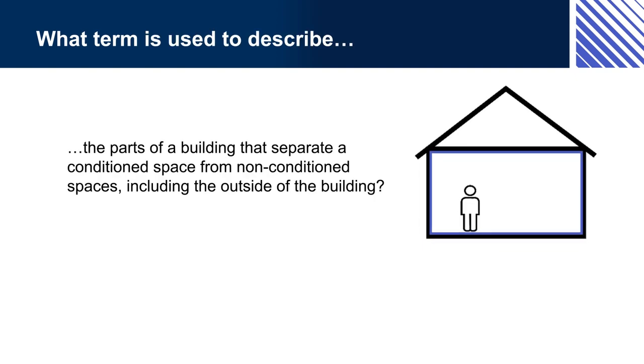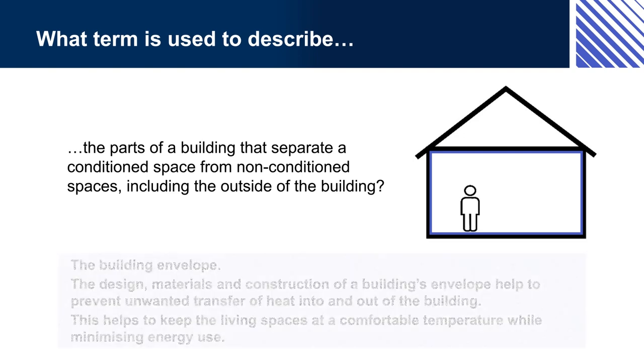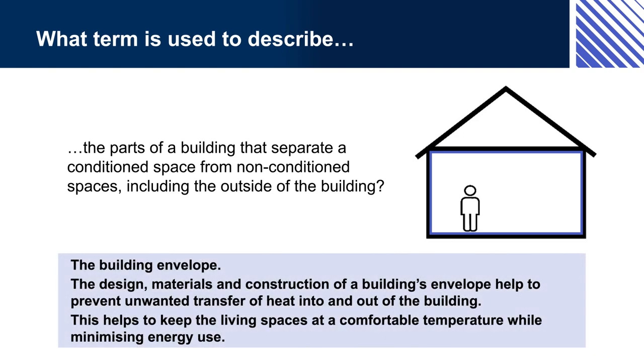What term is used to describe the parts of a building that separate a conditioned space from non-conditioned spaces, including the outside of the building? The building envelope. The design, materials, and construction of a building's envelope help to prevent unwanted transfer of heat into and out of the building.